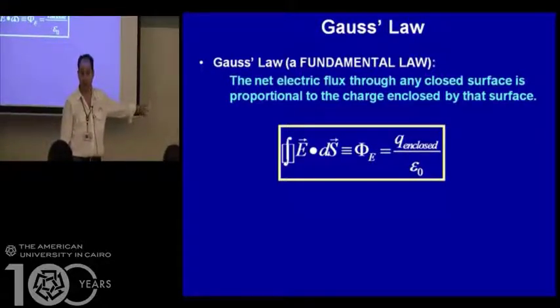So Gauss's law is a very useful tool, but only if we have symmetry.